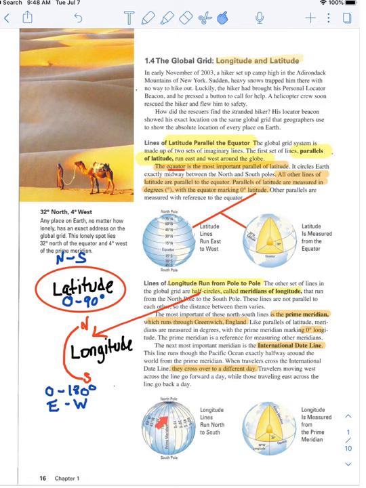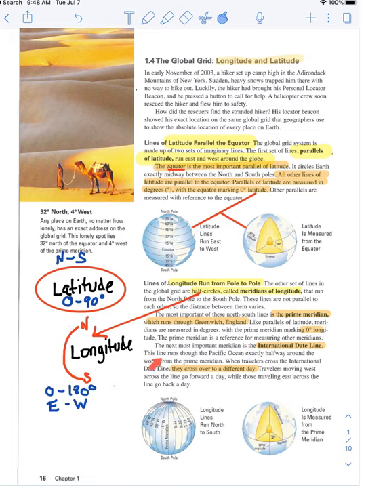Just like our lines of latitude, our lines of longitude measure our degrees away from this prime meridian at 0. So for example, if I were to take a protractor and measure 30 degrees away from the prime meridian, that's where this line is created from. And these lines are going to go all the way from 0, again, to 180, which is known as the international date line.